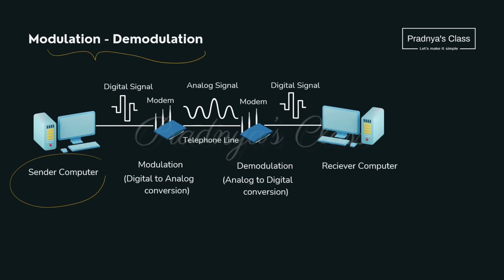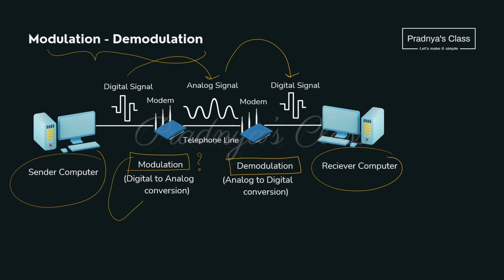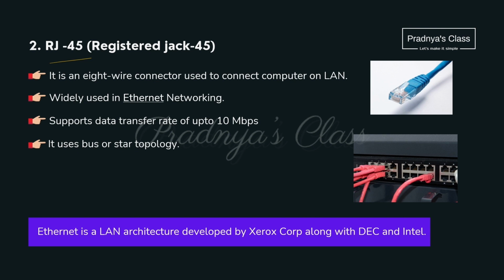At the sender's computer, digital signals will get converted to analog and this process is known as modulation. Whereas at the end of receiver computer, the analog signal again will get converted to digital and this process is known as demodulation. Alright then, let's remember: modulation is digital to analog conversion, and the reverse process is demodulation, analog to digital conversion.